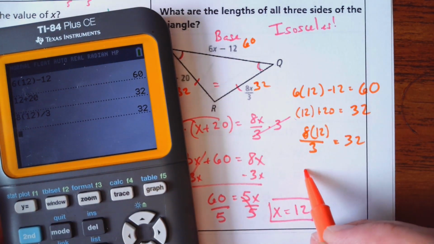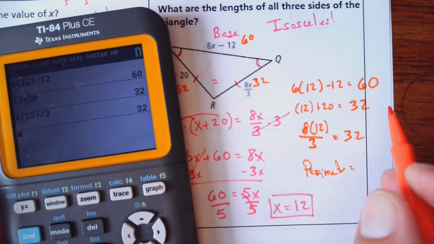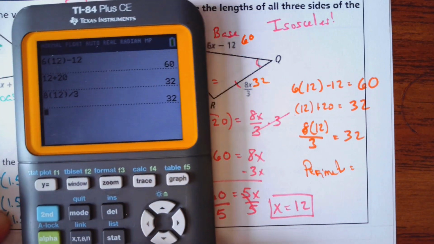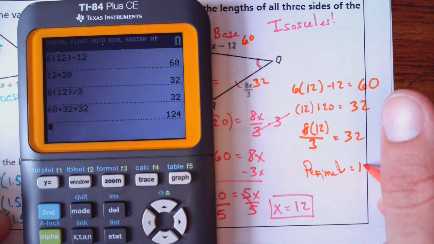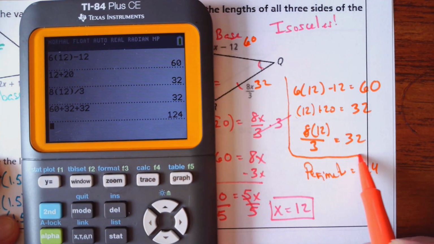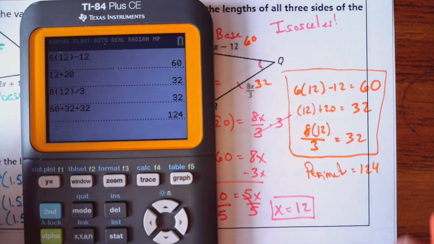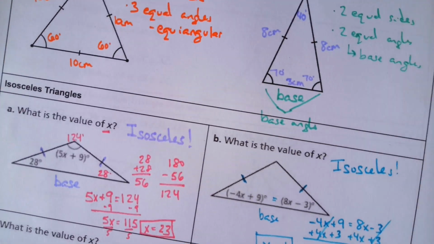And again, if you ever got asked about the perimeter, you could quickly add these up. So 60 plus 32 is 124. But this is what you were asked to find right here. All right. Okay, let's head to the back.